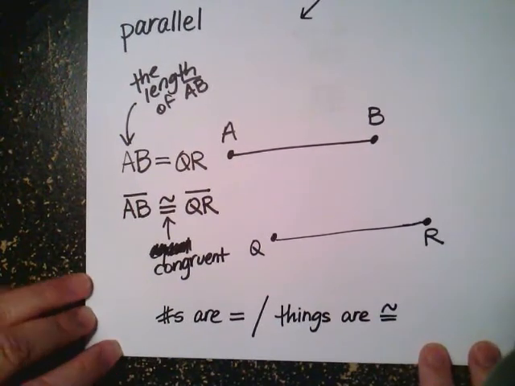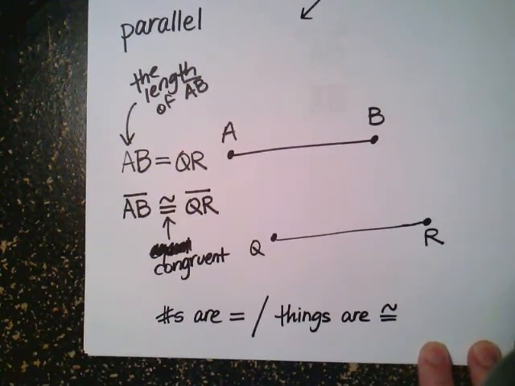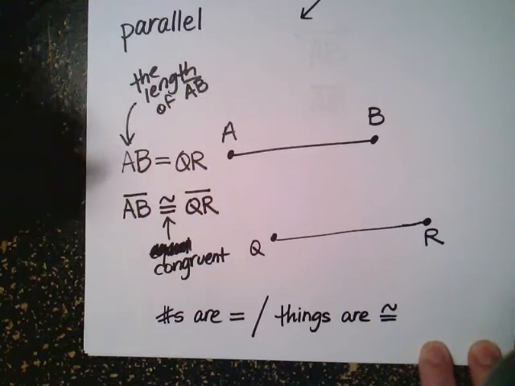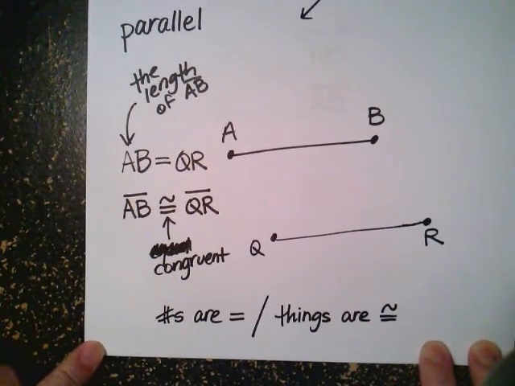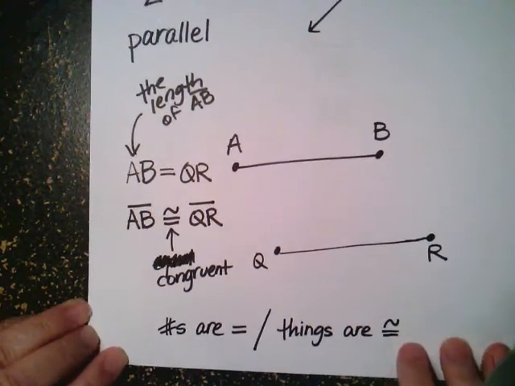Think about it this way. If Eddie and Fred are the same height, then I can say that Eddie and Fred are the same height. I would not say that Eddie and Fred are the same. I wouldn't just say they are equal, because that implies they're literally the same person. Okay, so that's what we're doing here.